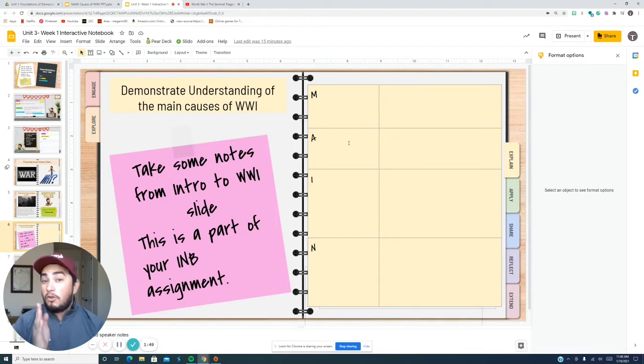Once again, all you must do is listen, learn, and take notes on slide 6, where we're going to be trying to understand the abbreviation called MAIN, which is great for understanding the main causes of World War I. Each of these will represent a concept that we need to know the definition and the term for. So let's get started.